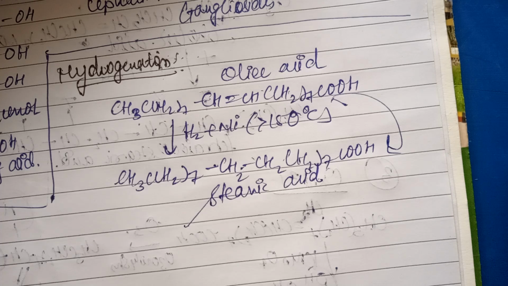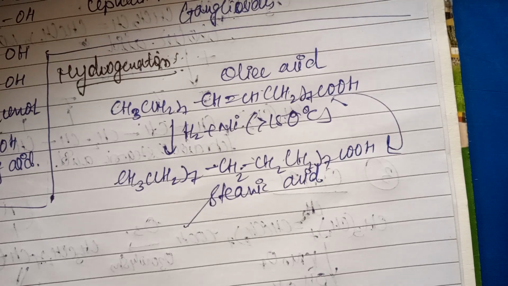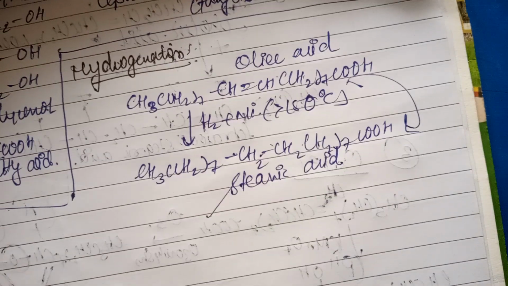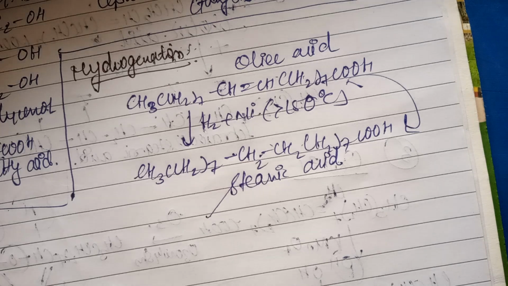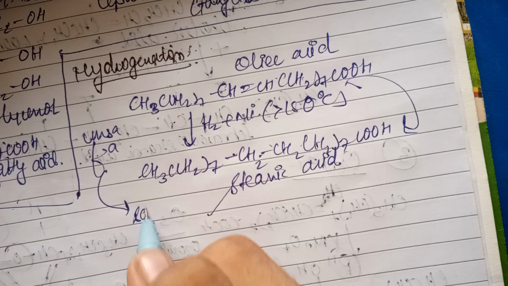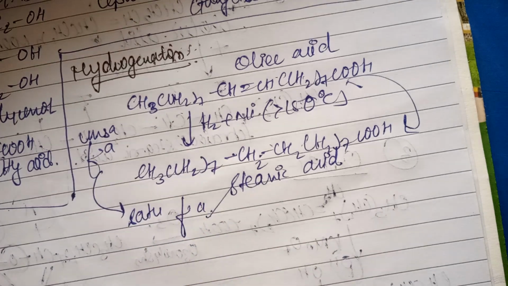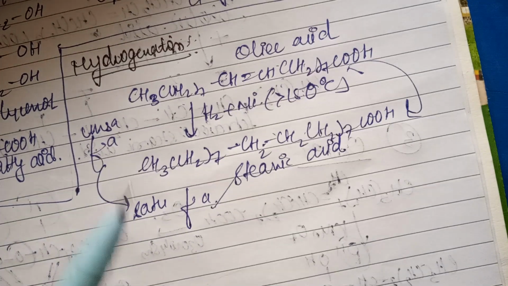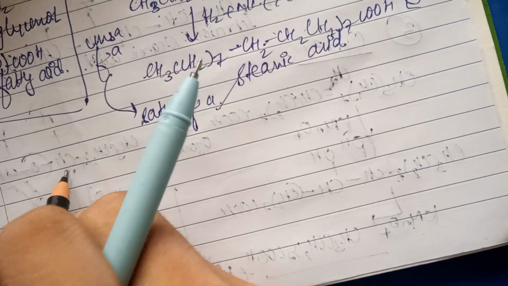We will see later, in the next video, how oil is converted into fat after the saturation value. And also we have the saponification value and iodine value, which determine their acidity and also the saturation, that is, whether it is oil or not. So in the next video we'll see this. So in hydrogenation, the unsaturated fatty acid converts to saturated fatty acid. The next point is halogenation, and the last one is saponification.